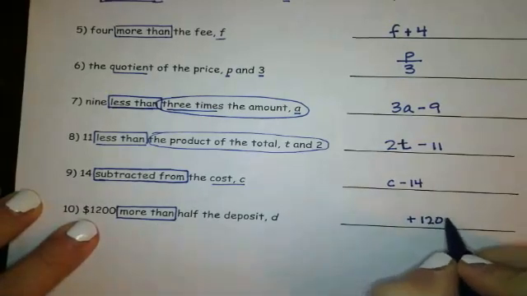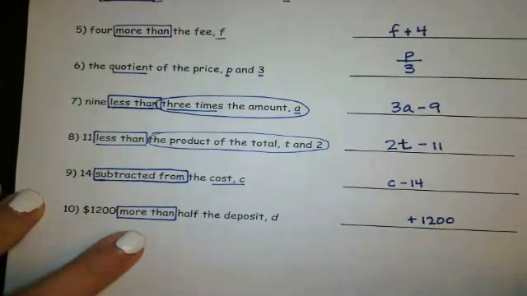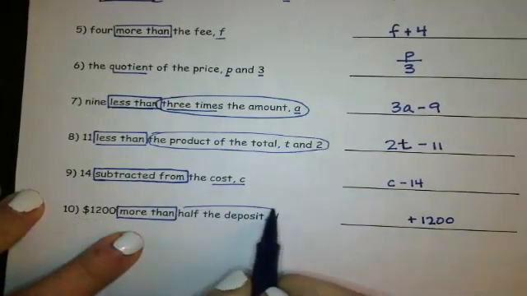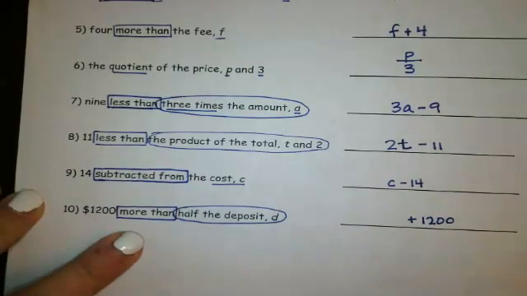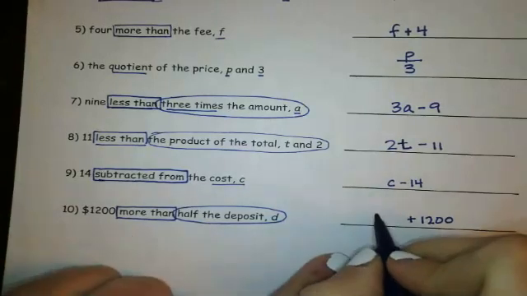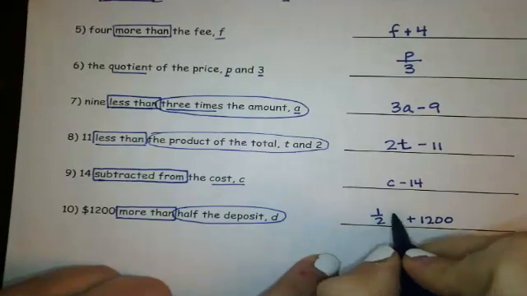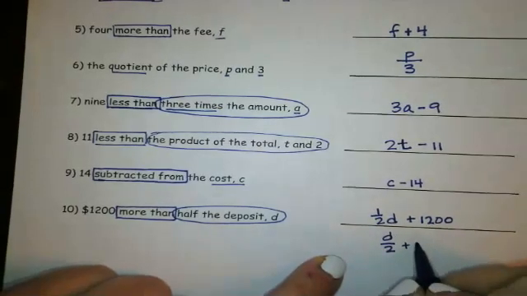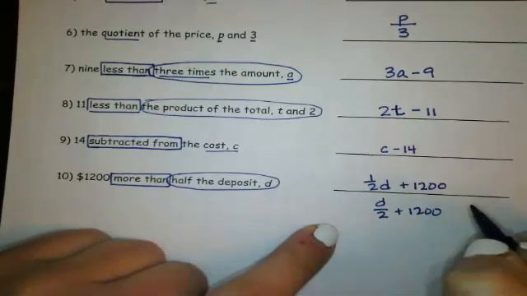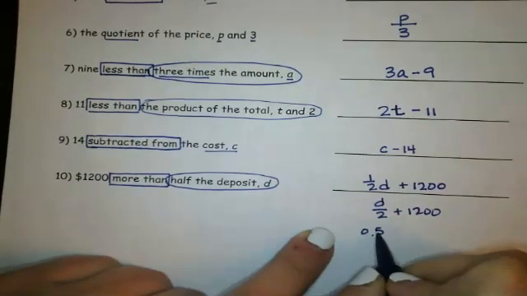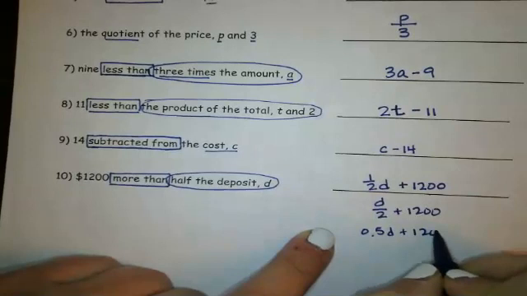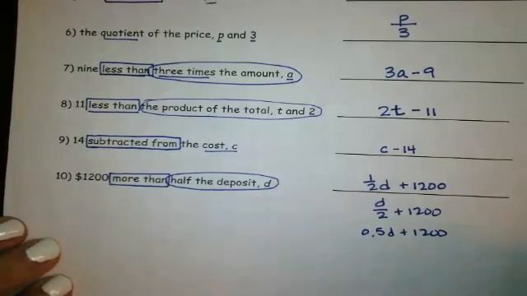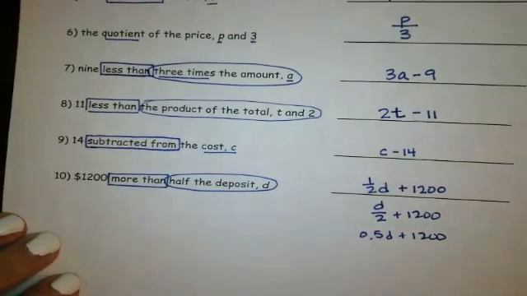So that means the 1,200 is going to go at the end. So I'm going to do this. Okay, that's 1,200 more than. And then we're going to start with half the deposit. And for the deposit, we're going to do D. So to show half the deposit, there's a couple ways we can do this. We can do 1/2 D, or we can do D over 2. Okay, these are equal. Or you could do 0.5 D. These are all the same exact thing. Okay, whichever one makes more sense to you, go ahead and write that down.